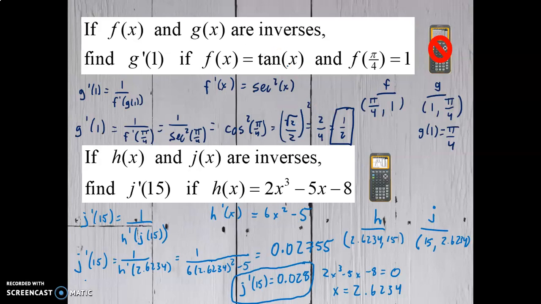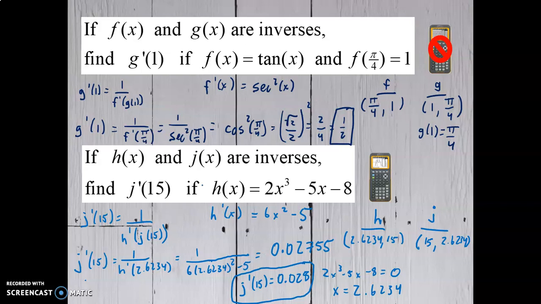On the first one, it's really not too bad because they already gave you this point on f, which turns out to be the point that we need for g. So we already knew that g of 1 was pi over 4. We didn't have to do any extra work on this one. So when I plug it in, the derivative of tangent is secant squared. So I'm doing 1 over secant squared of g of 1, and g of 1 is pi over 4. 1 over secant squared is just cosine squared. Cosine of pi over 4 is root 2 over 2. If I square that, I get 2 over 4, which is a half.